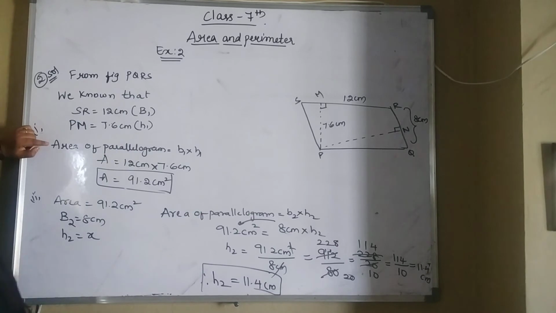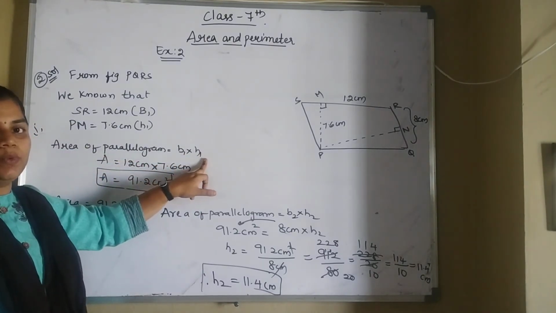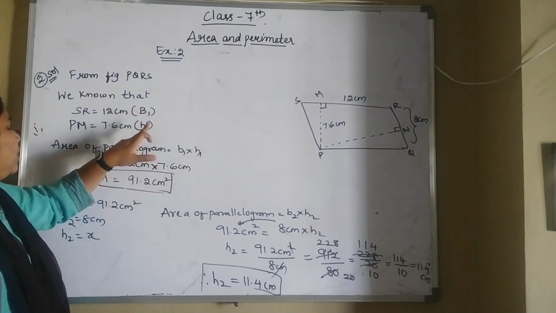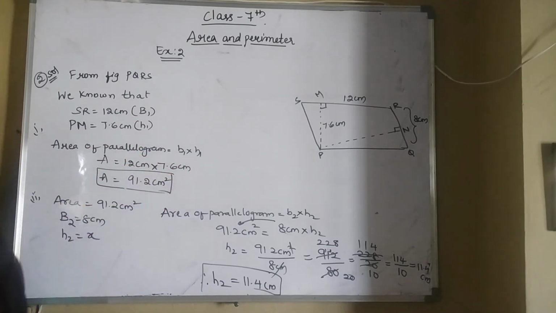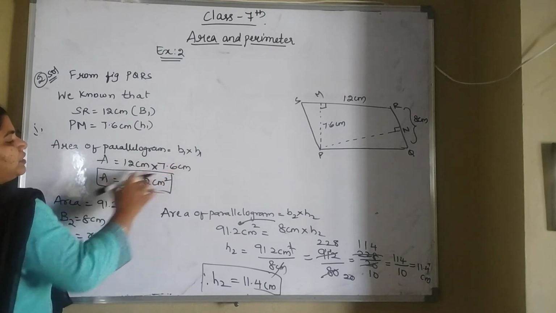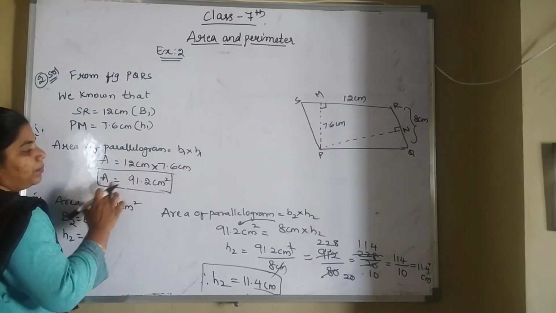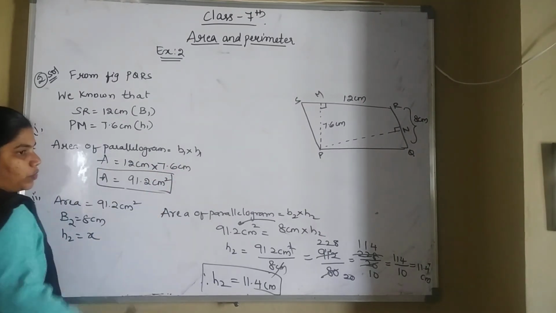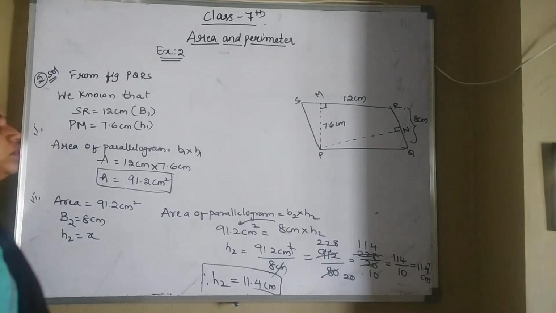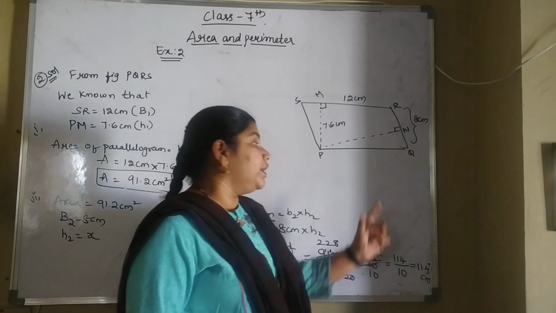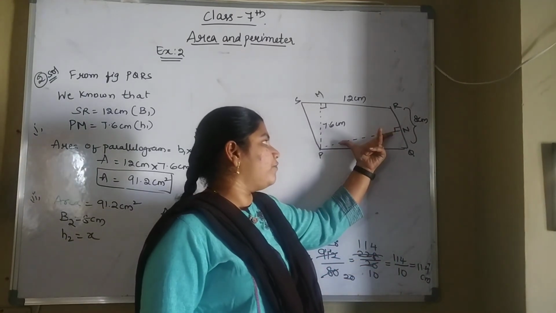By using these two values, we have to find the area of a parallelogram. So what is the area of a parallelogram? Base 1 into height 1. What is base 1? 12 centimeters, and height 1 is 7.6 centimeters. If you multiply this, the area will be 91.2 centimeters squared. So now you got the area value. Now coming to the next bit. They told us to find the H2 value. This height we have to find.